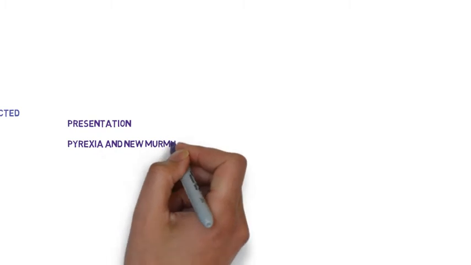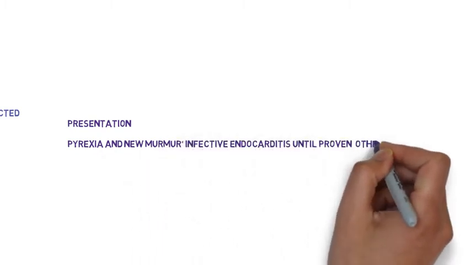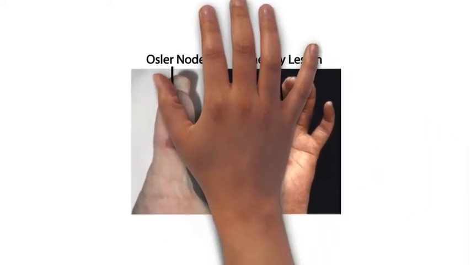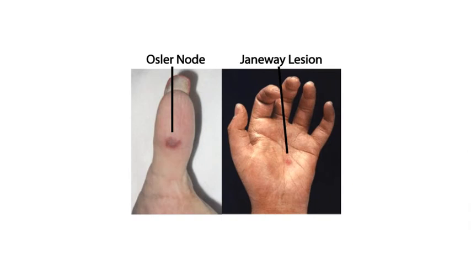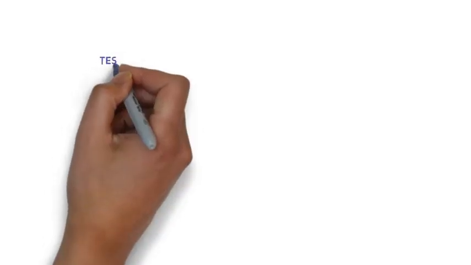And what is the presentation? Well, any fever and new murmur, you must think infective endocarditis until proven otherwise. You can also get Osler nodes and Janeway lesions, as well as Roth spots in the retina.